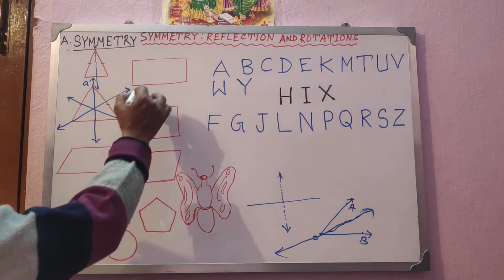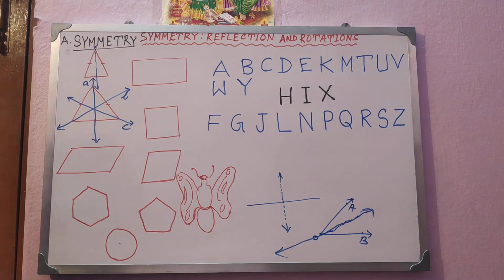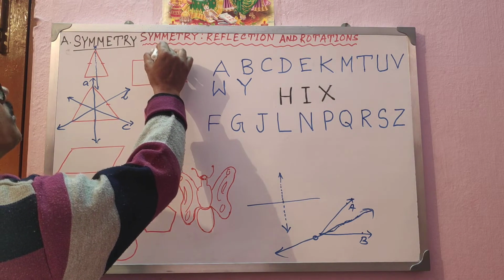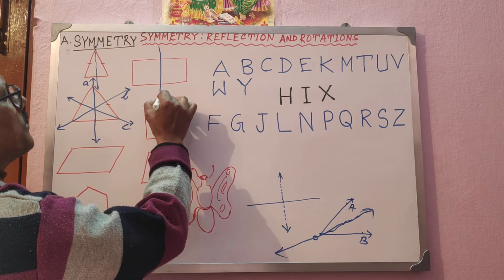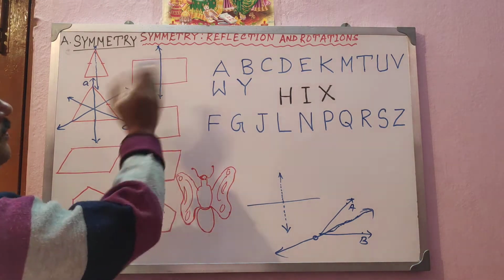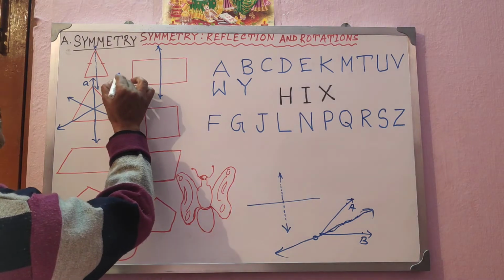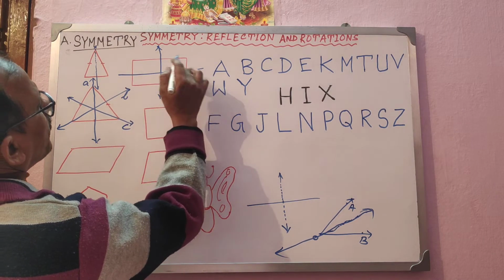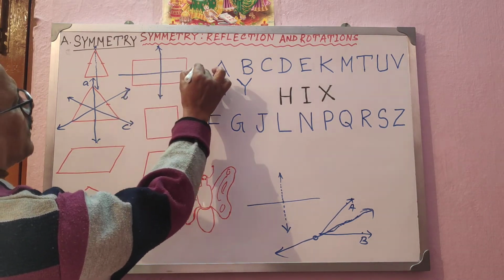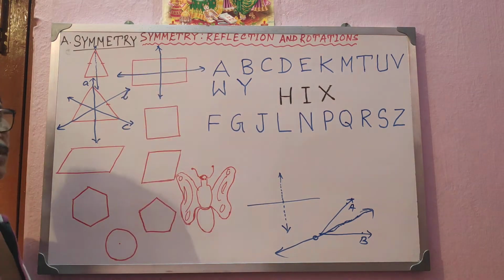Similarly, see, this is a rectangle. If you draw one line horizontally, that will be symmetrical. If you fold one part over the other, it will superpose. Now you draw another one, this is vertical, this is horizontal. So it will have two lines of symmetry. Say a rectangle will have two lines of symmetry.